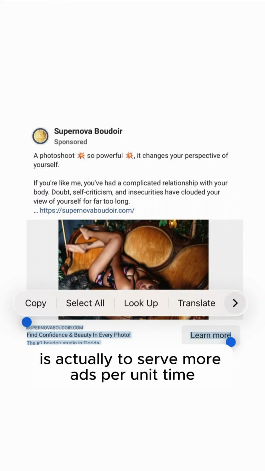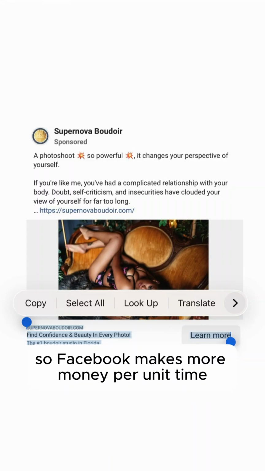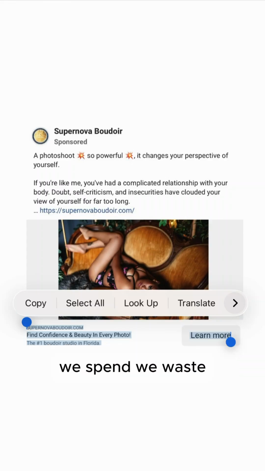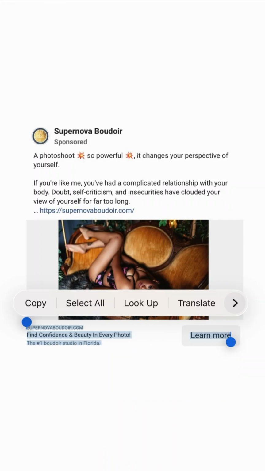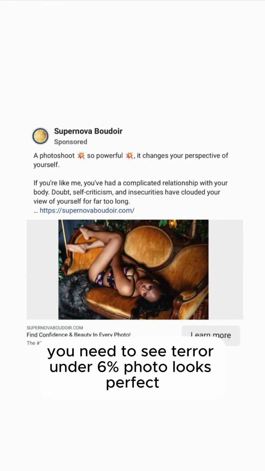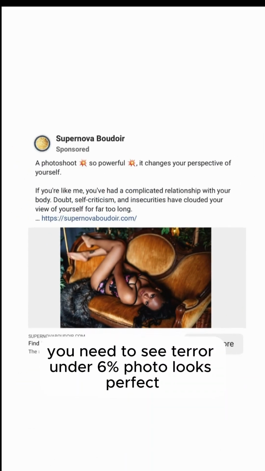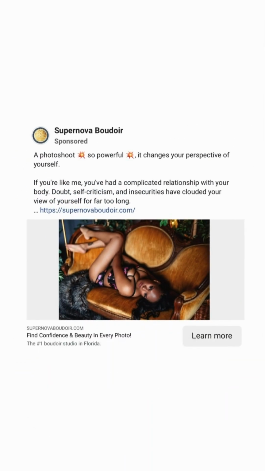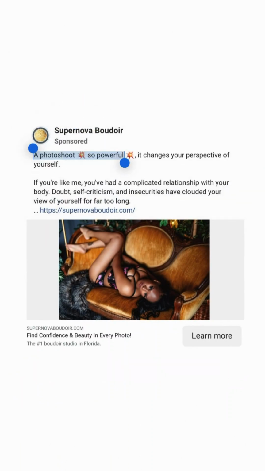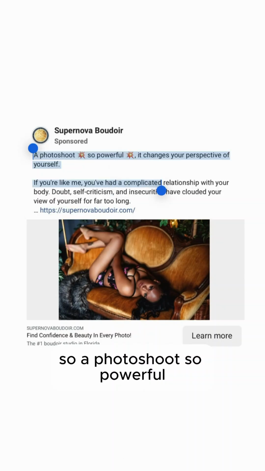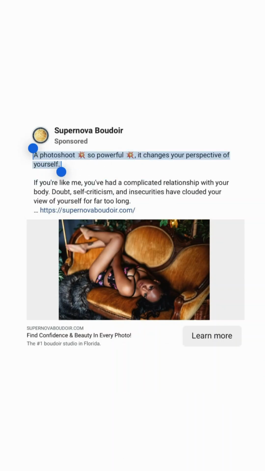Now, what Facebook gets is actually to serve more ads per unit time. So Facebook makes more money per unit time. We lose more money per unit time when we do this. And this is pulling our unique CTRL under 6%. Photo looks perfect. Now, going up here. So photo shoot's so powerful, it changes your perspective of yourself.